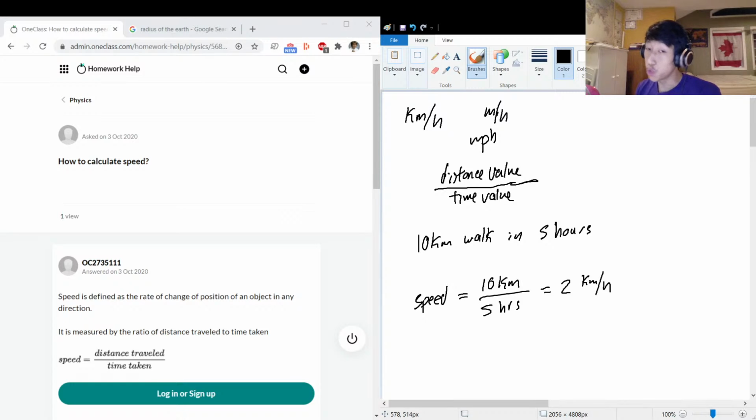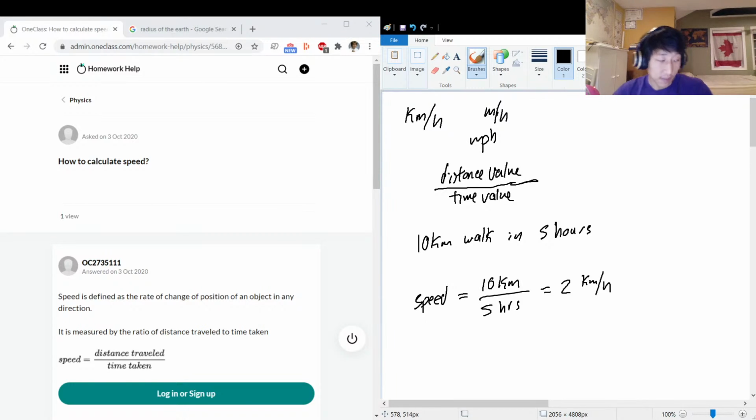If you're super fast, if you're the fastest kid around, and you do 10 kilometers in half an hour, well, then you'd be going 20 kilometers per hour, because you do 10 divided by 0.5 hours, 20 kilometers per hour. So that would be a different example. You just got to take your distance that you travel, divide that by the time it takes you to travel that distance. That's how you get the speed.